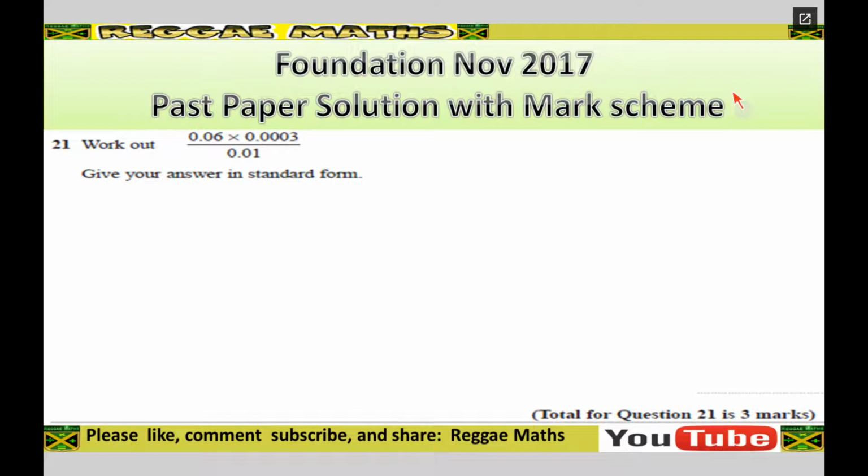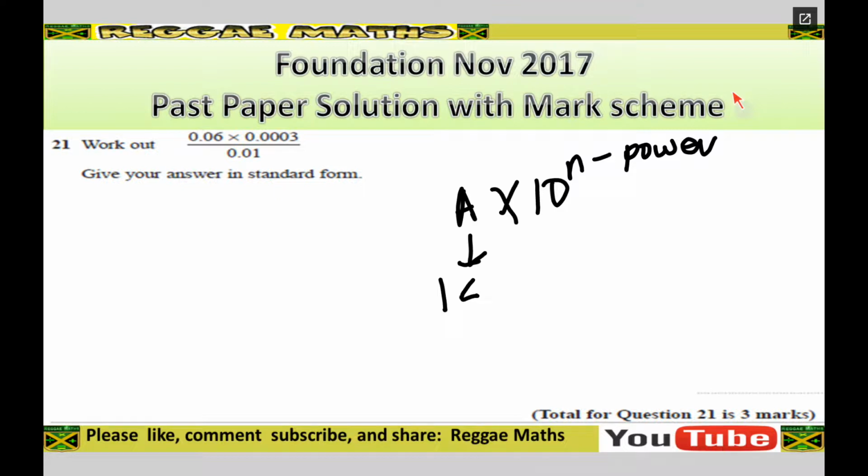Standard form. What is standard form? Standard form is a times 10 to the power n. So that's my power, and that's base 10. The key thing here is a is greater than or equal to 1, and also a number which is less than 10. So that is standard form.